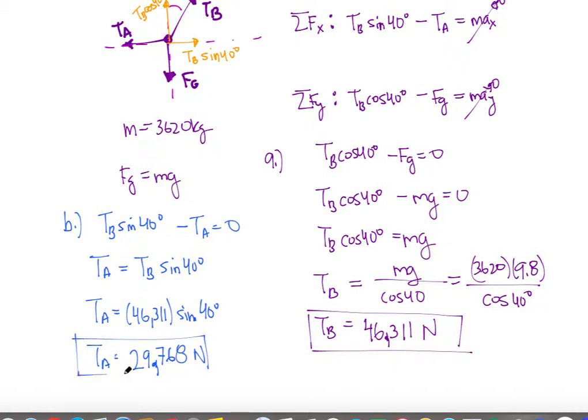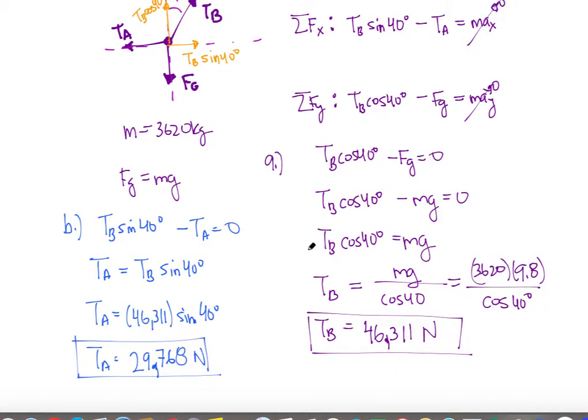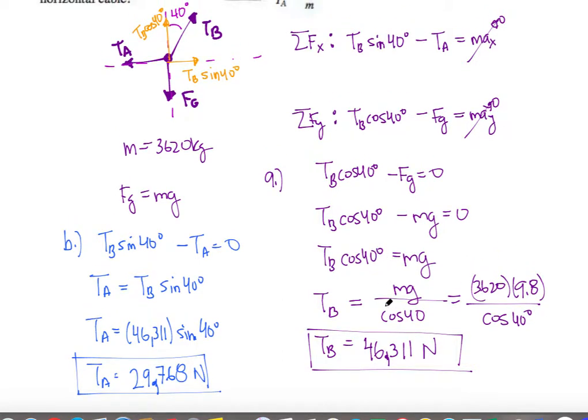So a quick check to make sure all of this makes sense. The weight is going to be approximately 36,000 newtons, and tension B is going to have a larger force than the weight that it's supporting, because not only is it supporting all of the weight, it is also pulling to the right to some degree in order to cancel out tension A. So tension B will be larger than the force of gravity. So this does make sense.